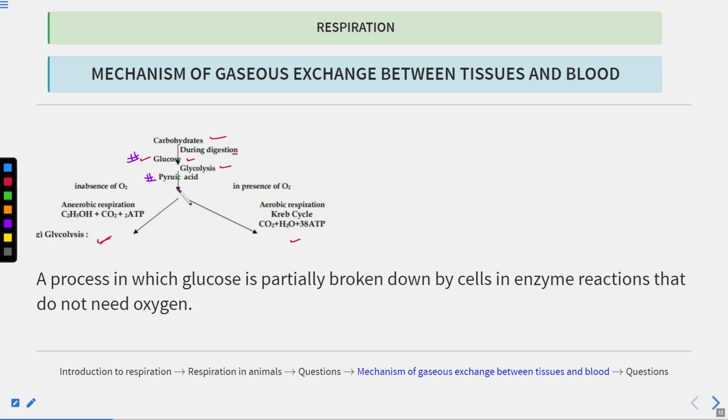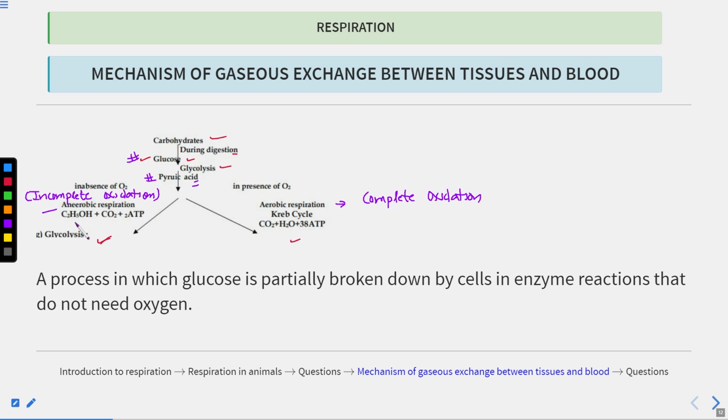Now what is the fate of pyruvic acid here? It can either undergo complete oxidation, which happens during aerobic respiration, or it can undergo incomplete oxidation. Okay, clear? If it undergoes incomplete oxidation, then we call it anaerobic respiration. Anaerobic respiration is also known as fermentation.